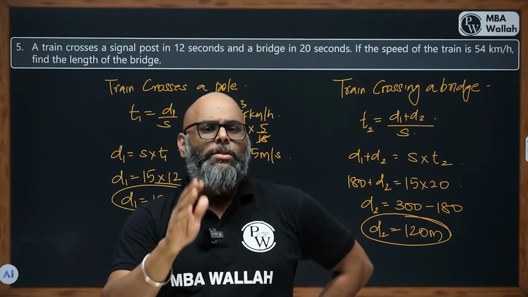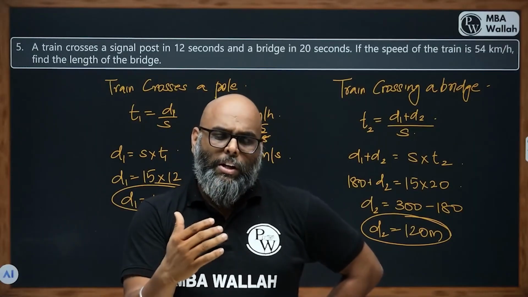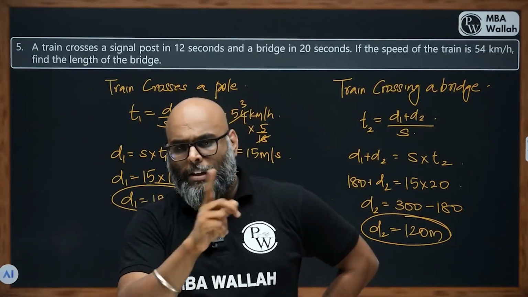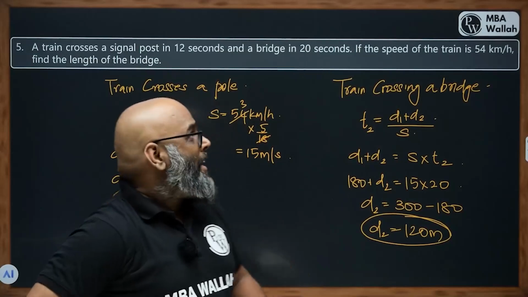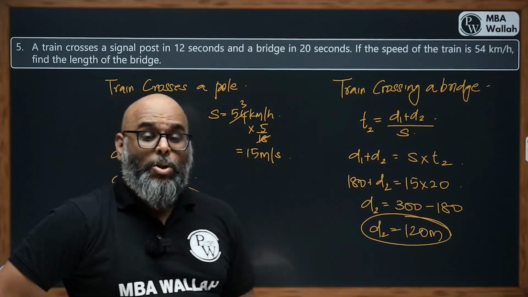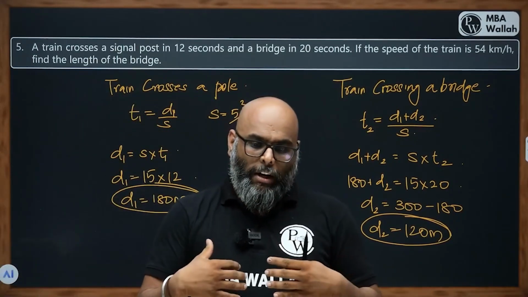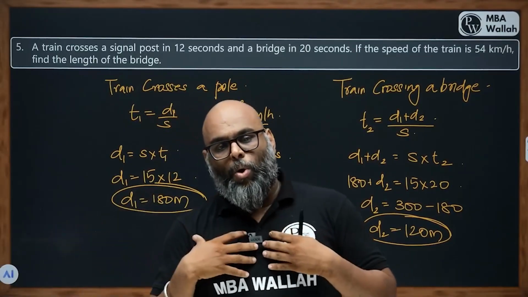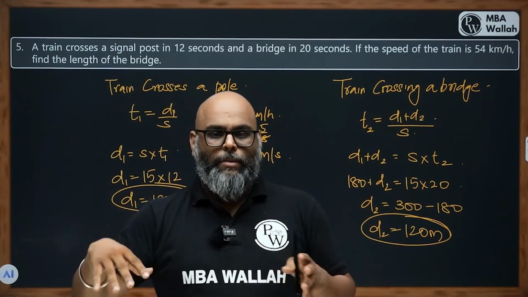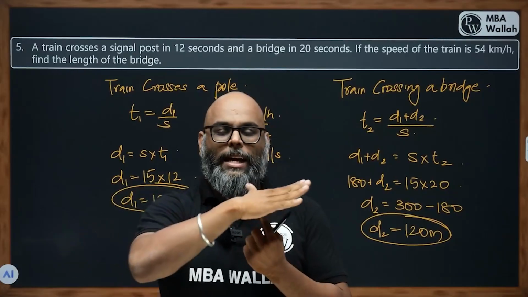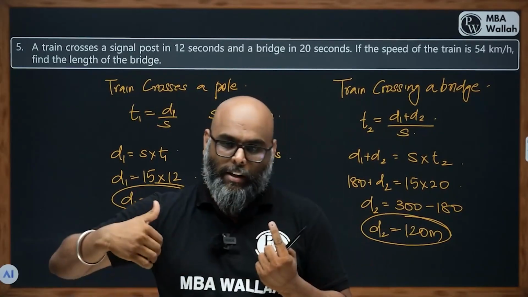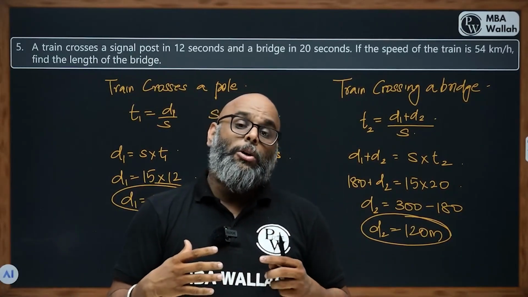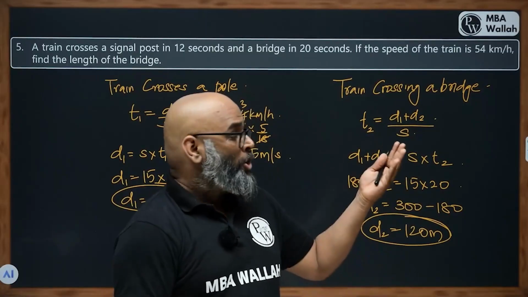The train is crossing its own length in 12 seconds. And then it takes 20 seconds to cross a bridge. Now we know that out of this 20 seconds, 12 seconds is to cross its own length, at any given point, 12 seconds is to cross the length of the train itself. So what is the time taken to cross the bridge now?